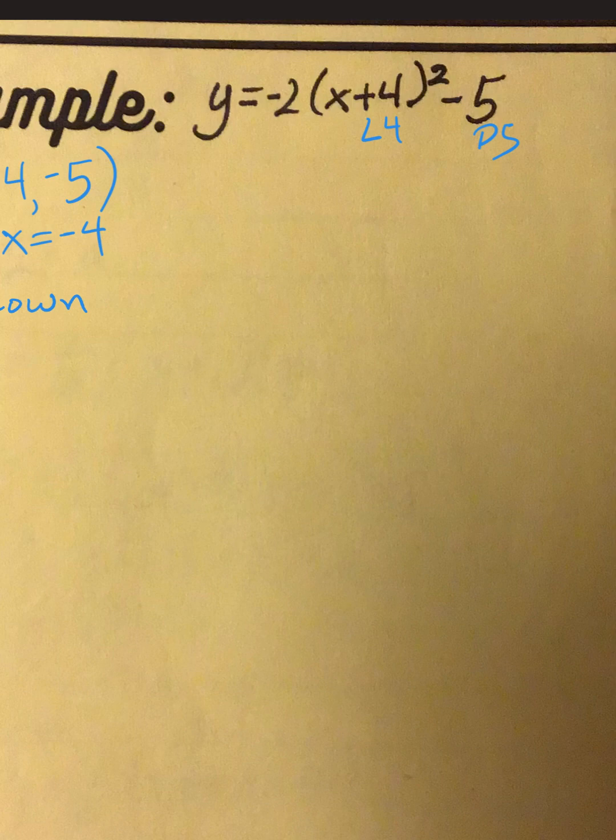Since it's pointing down, that means it has a maximum value. It has a highest point. That maximum value is the y-coordinate, that's -5. Let me go ahead and find the y-intercept so we can graph it.